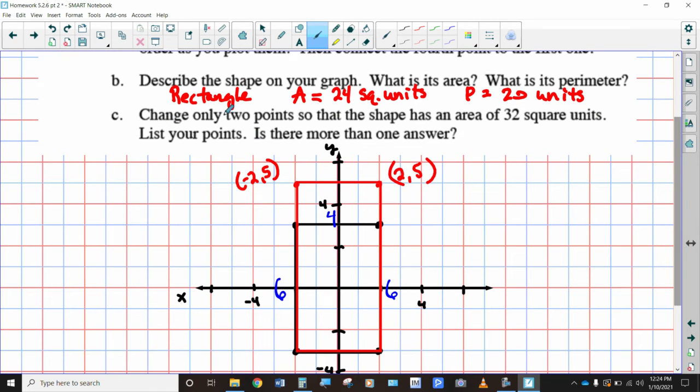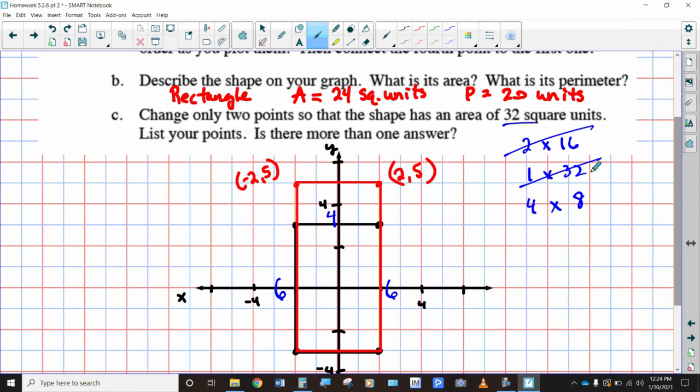Then it says change only 2 points so that the shape has an area of 32 square units. So in order to have a shape that has an area of 32 square units, it's either going to have to be 2 by 16, 1 by 32, or 4 by 8. And I don't see any way that we can just change 2 points and have this one or this one. But since it's already 4 units in this direction, all we have to do is stretch this guy out 2 units. So that's what I did.